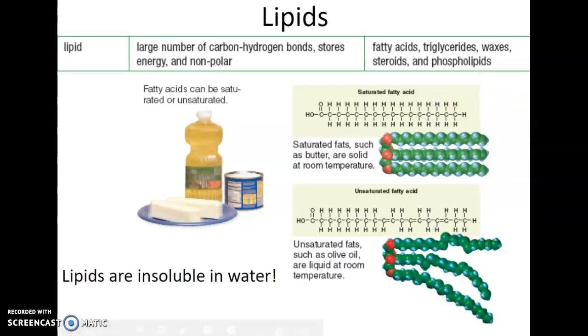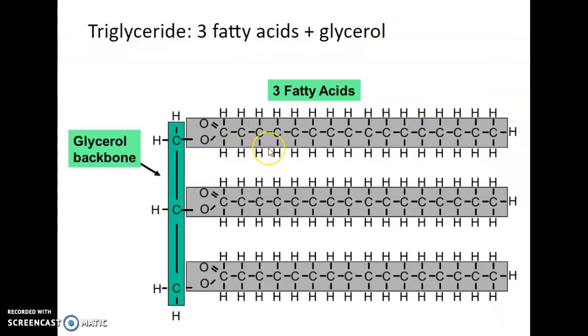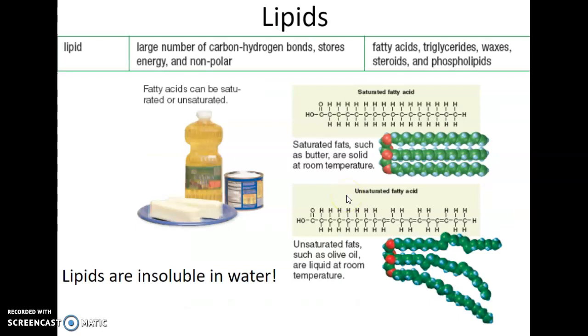Okay, the next group of macromolecules in life are the lipids. Lipids are the fats and oils. They are all insoluble in water, they're hydrophobic. What defines a lipid? It's got a large number of carbon-hydrogen bonds. This is an example. Look at all the carbons and all the hydrogens bonded to them. There's another example, lots of carbons and hydrogens. So they're nonpolar, they're hydrophobic, they do not dissolve in water.